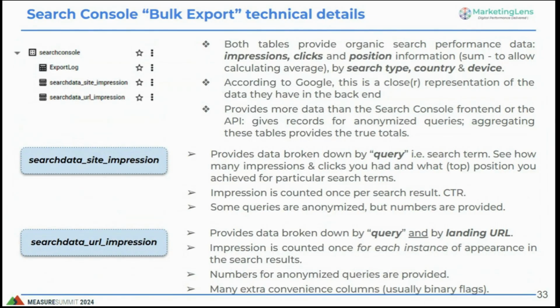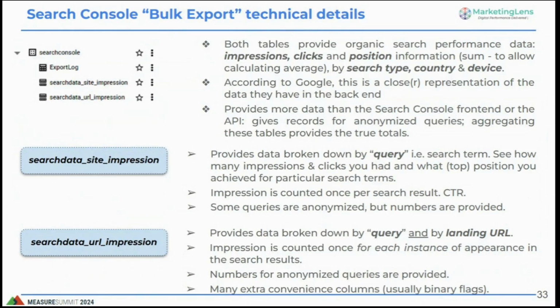So the search data site impression is the smaller table. It provides data broken down by query, as in the search terms. So you can see how many impressions and clicks you had and what top position you achieved for particular search terms. In this case, impression is counted once per search result. So you can see how many searches you've come up as a result with some sort of positions. So if you calculate click-through rate, for example, then this is the better table to use.